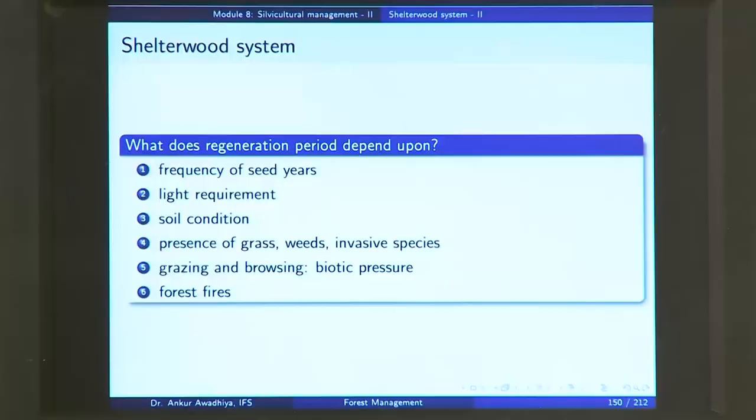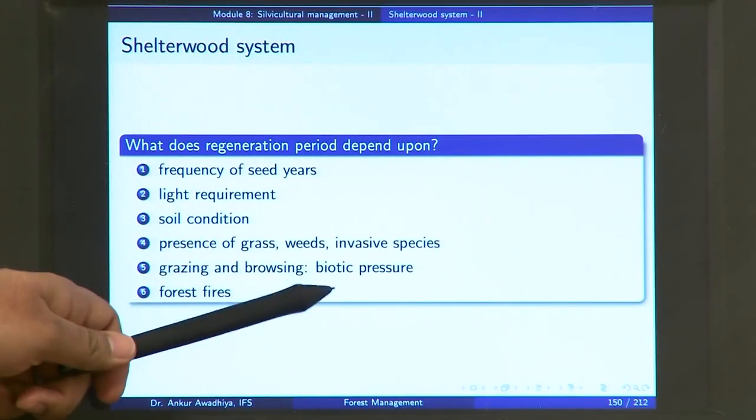So, if you have more amount of grazing and browsing, then you will take more amount of time to regenerate your area. So, the regeneration period depends on the biotic pressure as well.